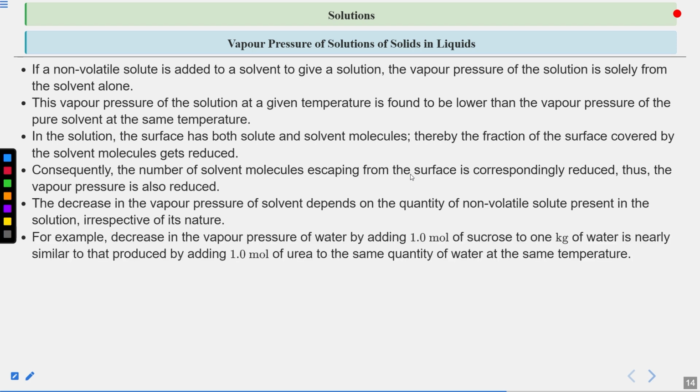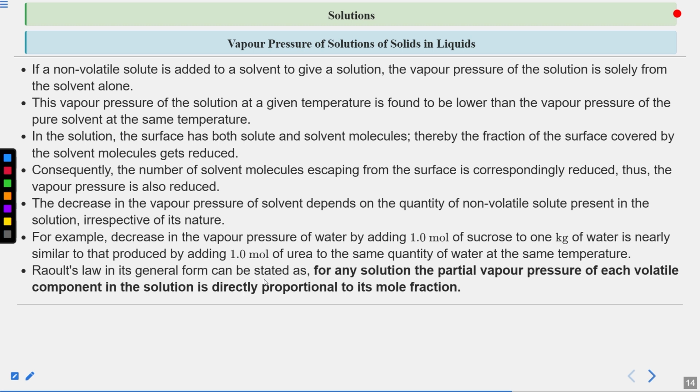For example, if we take a non-volatile component like sucrose and add 1 mole of it to 1 kg of the more volatile water, the lowering is nearly similar to that produced by adding 1 mole of urea to the same quantity of water at the same temperature. Okay, so there is a decrease in vapor pressure.